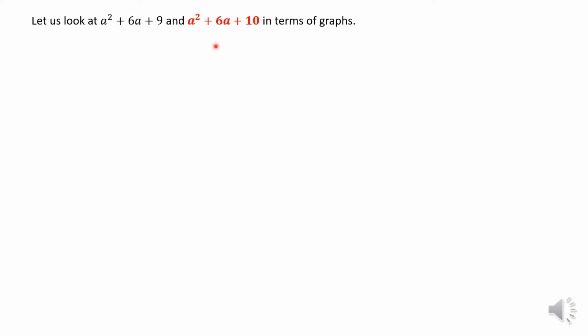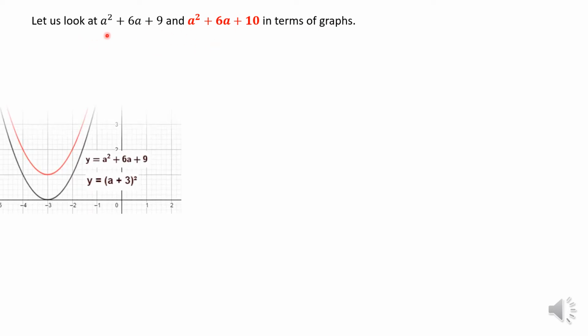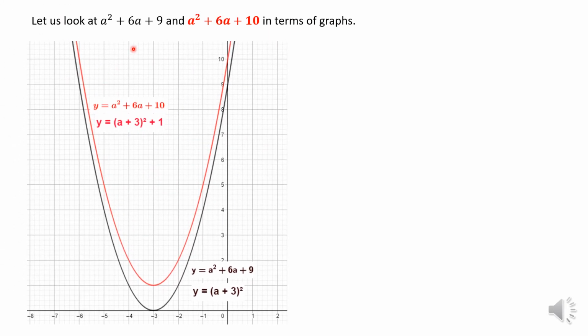So let's look at this in terms of graphs. The black one that you have here is our graph a squared plus 6a plus 9. And if you graph that particular function, you'll see that it passes here at 9, okay? And it is also written as a plus 3 all squared. It's a perfect square trinomial. Also, you can see that it just touches at negative 3.